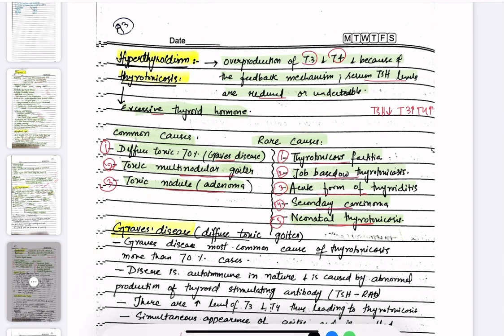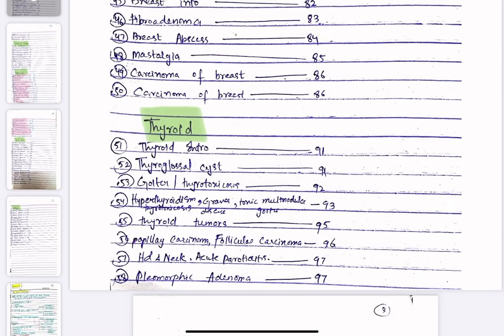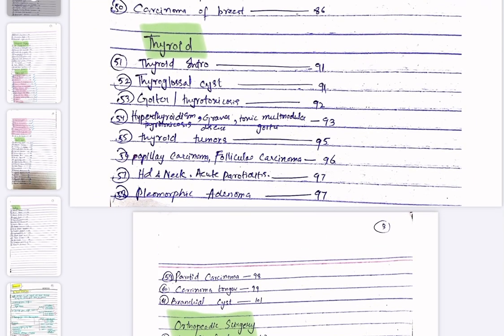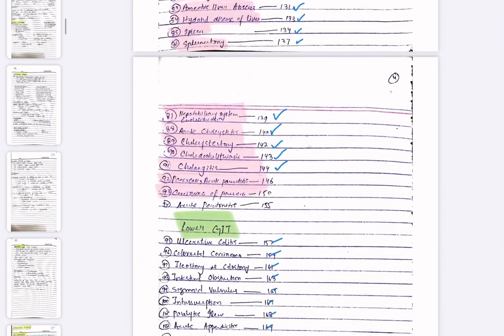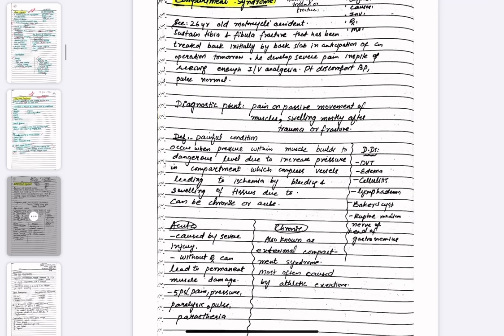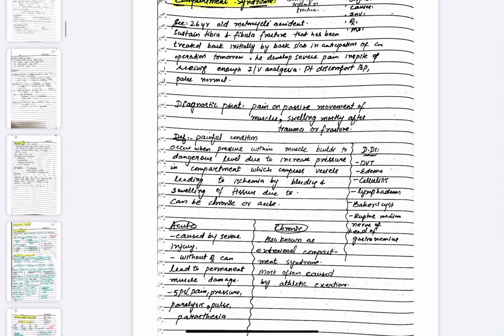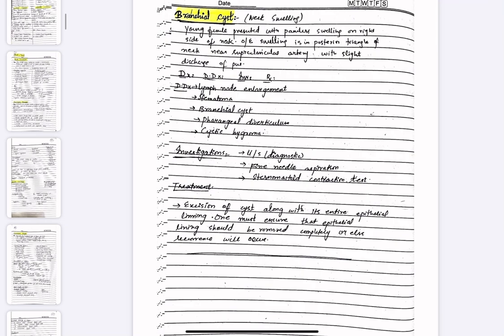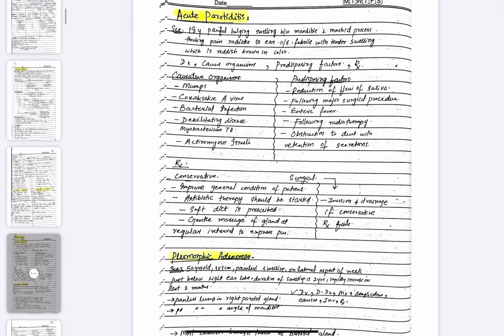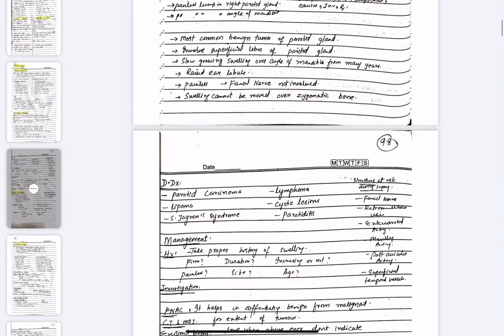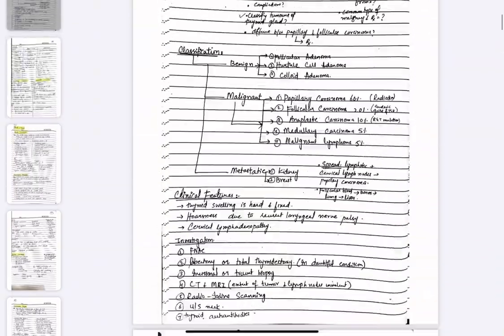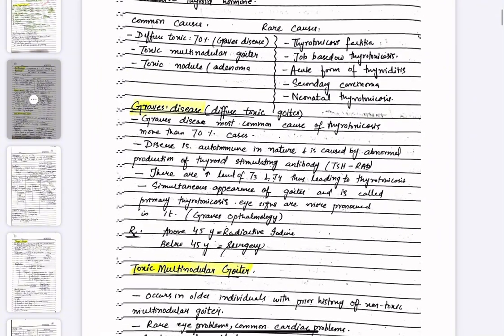The Graves' disease. Thyroid, page number 92. Okay, so we were here. These are the common causes. Where is my pencil?